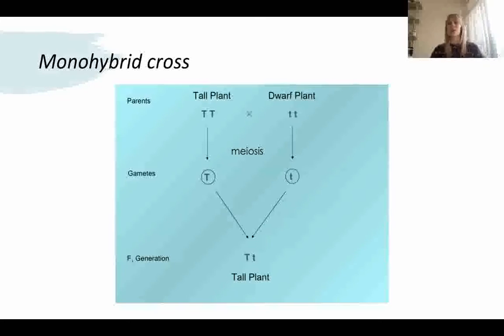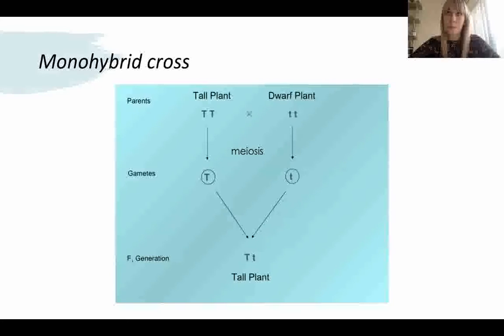Capital T, what are the possible gametes that can be formed after meiosis? Capital T. So 2 capital T's, right? They just write it here in an easy to see 1 capital T because that's just the possible gametes. So there's 2, but the only type that is possible is capital T. The same with the dwarf plant, it's small t after meiosis. Then those 2 combine. What possible variation can there be? None other than capital T, small t.